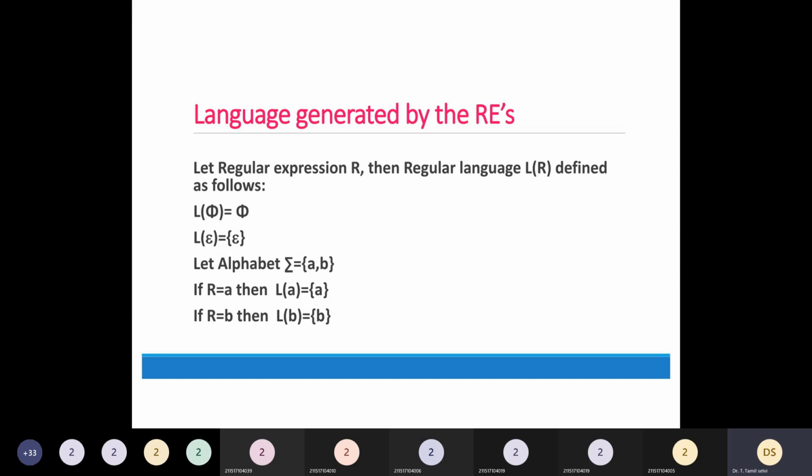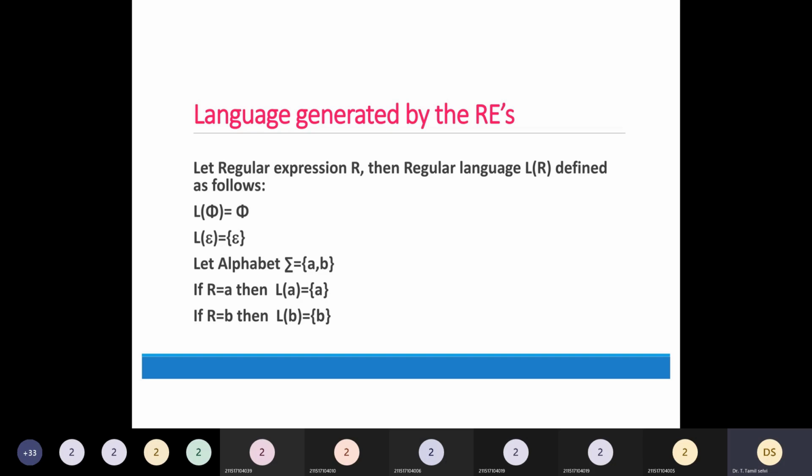The next topic is we are going to construct the language from the regular expression. Here capital R is the regular expression, and L of R is the regular language, which is defined as follows. L of phi is nothing but the empty language, which is equivalent to phi. L of epsilon, epsilon being the null string, equals, within braces, epsilon. And then next, we have the alphabet sigma equal to, within curly braces, a comma b. Here sigma is nothing but the alphabet. This particular symbol is used to represent the alphabet.